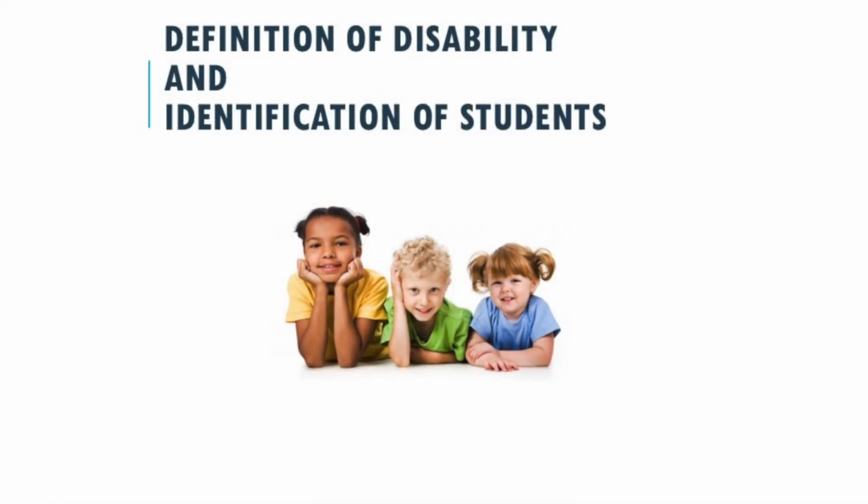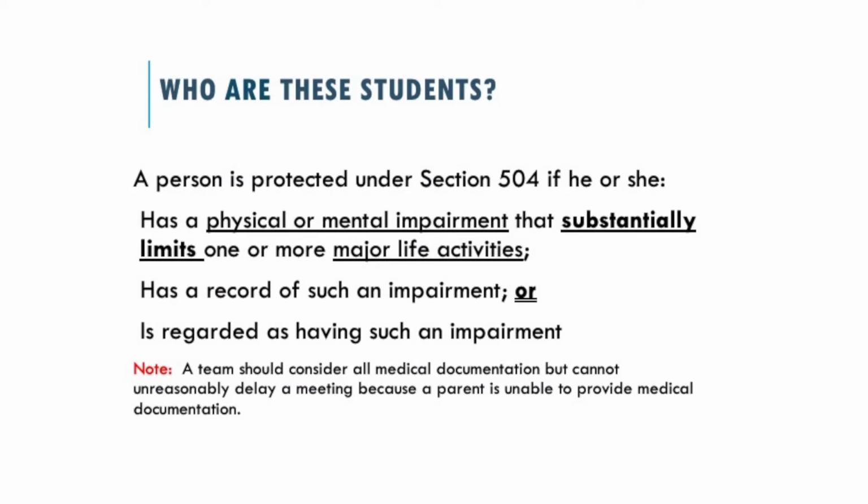We will now discuss the definition of disability and the identification of students with disabilities. Who are these students? A person is protected under Section 504 if he or she has a physical or mental impairment that substantially limits one or more major life activities, has a record of such an impairment, or is regarded as having such an impairment. A team should consider all medical documentation but cannot unreasonably delay a meeting because a parent is unable to provide medical documentation.